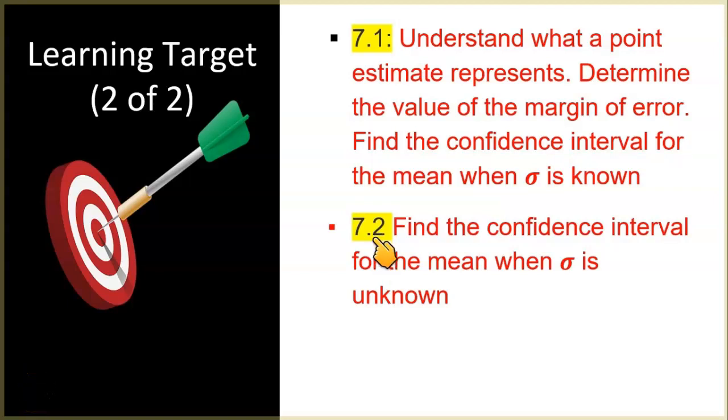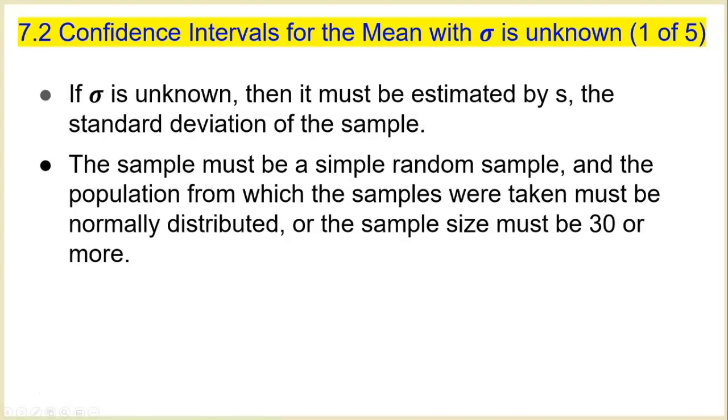For section 2 of chapter 7, we will continue our discussion on confidence intervals, but we're going to construct a confidence interval for the mean when we do not know the population standard deviation. So two things we look at. First, if sigma is not known, then it has to be estimated, and of course we can estimate it by S, which is the sample standard deviation.